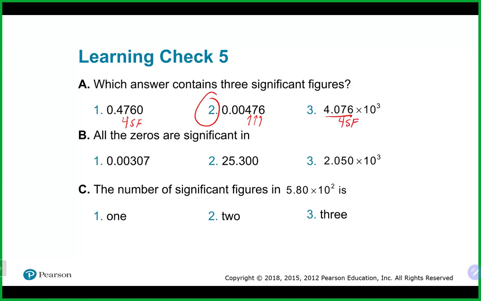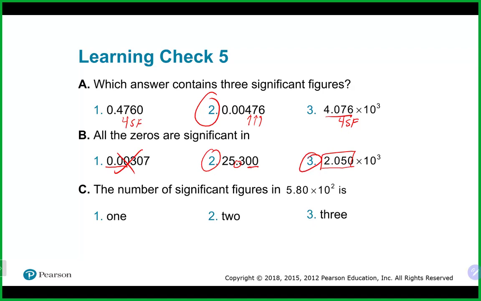10 part. We're looking for which one has all the zeros that are significant. 1, 2, 3. What do we think? 2 and 3 is correct. Here, these guys are not significant, which eliminates obviously the first one. These guys would be significant because of the decimal. And this is in scientific notation, which means all those zeros are going to be significant as well. So it would be 2 and 3.